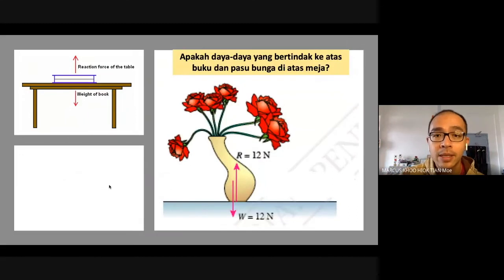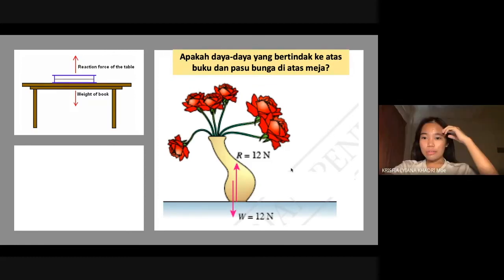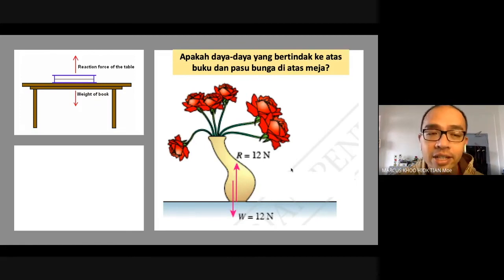So let's say you have a book on the table, and we have learned that whatever object is on the table, there's always two forces. The number one force is always the weight of the book. And the weight of the book is caused by what? Somebody just answer. What is causing the weight of the book? Gravitational force. Very good. Gravitational acceleration, but we can call it gravitational force.